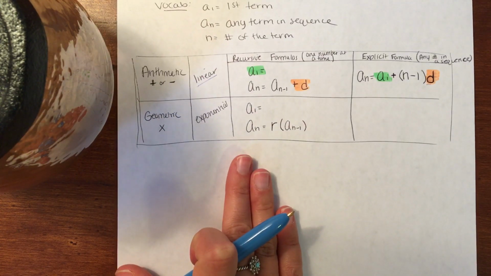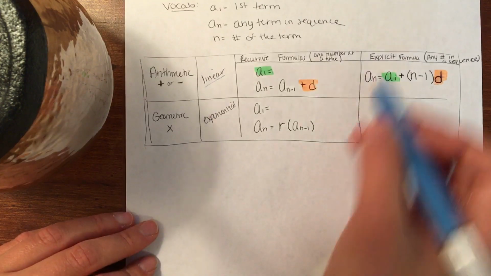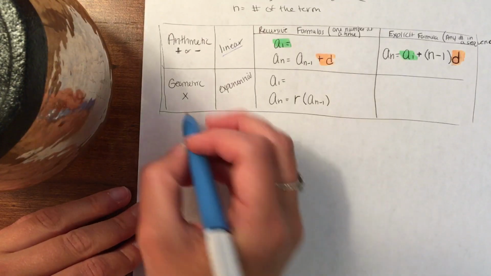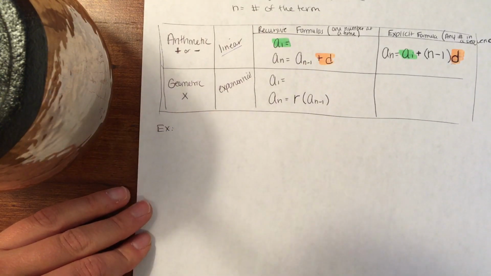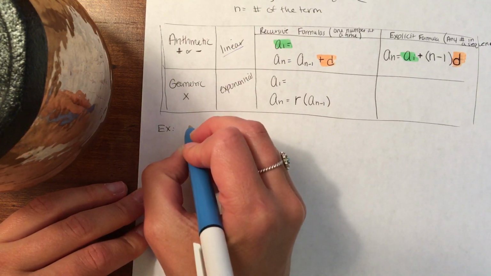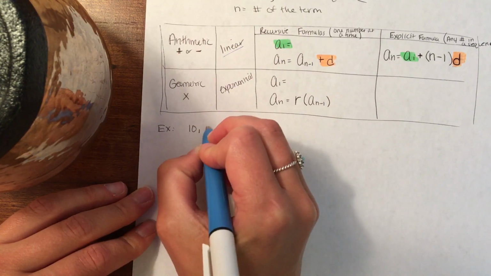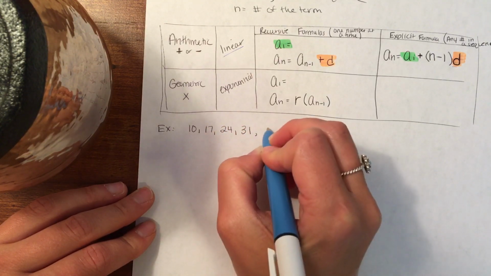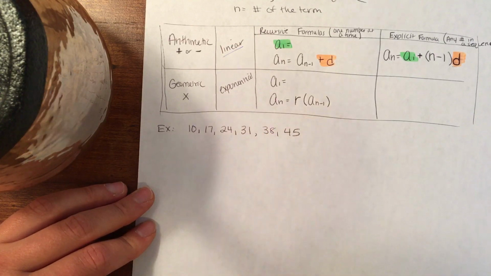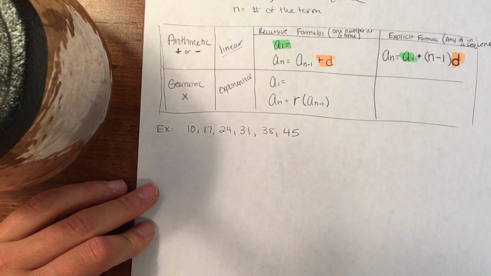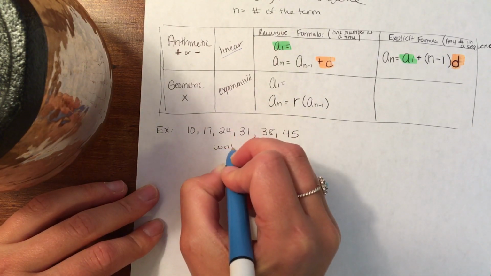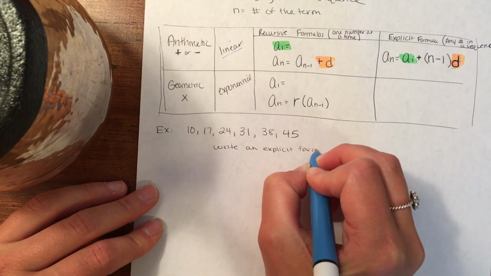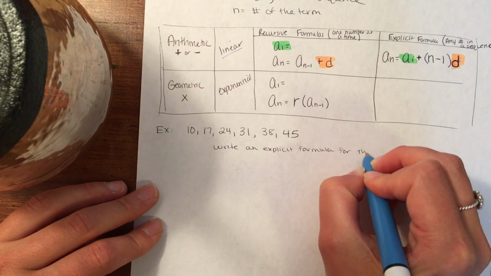Okay, so for the sequence, I told you we're just doing arithmetic today, so it's just gonna be adding or subtracting sequences. So we're gonna do a couple examples and then I'll give you follow-up questions. The first example is gonna be the sequence 10, 17, 24, 31, 38, and 45, okay? And the instructions are gonna be write an explicit formula for the sequence.